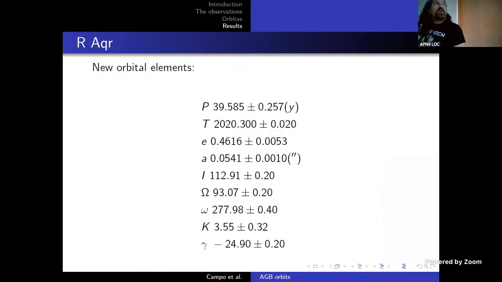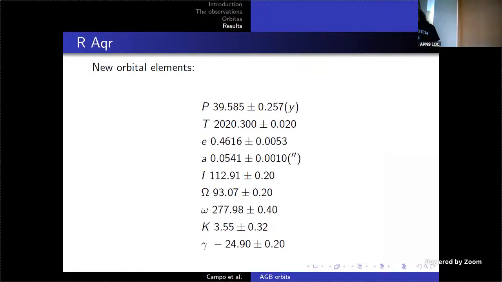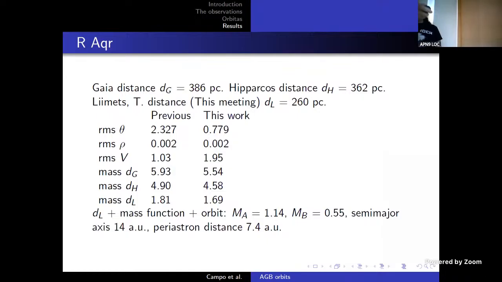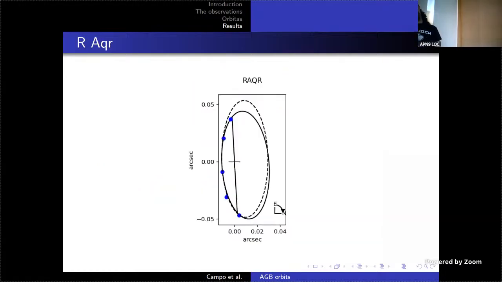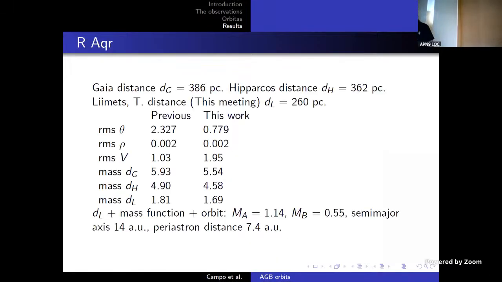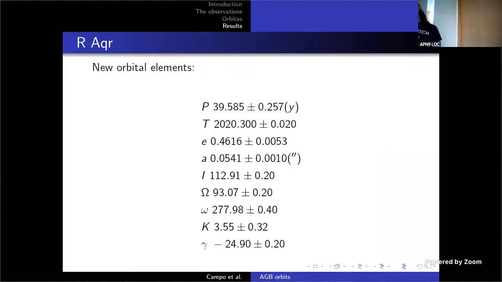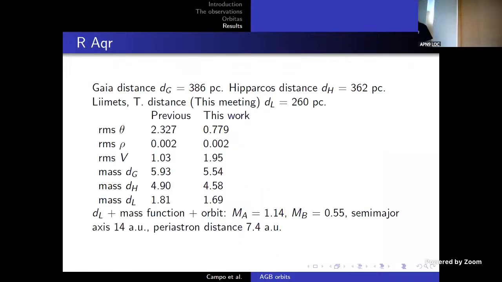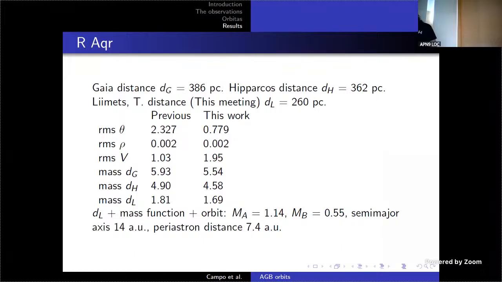For Araquari, we have a new orbit of 39.5 years, more or less, with an eccentricity of 0.46. You can see that we get a better adjustment, and we have also made an adjustment of the spectroscopic elements. With this, we have also the Gaia distance, the Hipparcos distance, and I think in a talk it will be presented a new distance of 260 parsecs in this meeting.